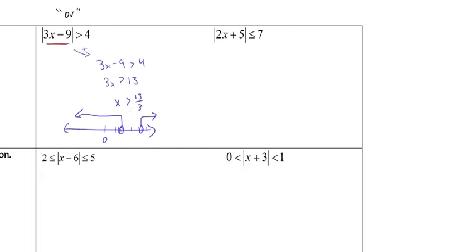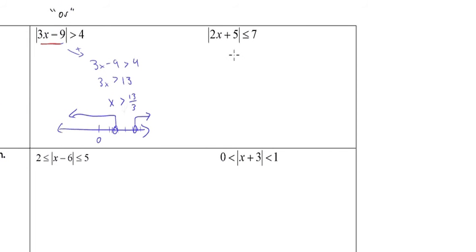Here we are with the absolute value of 2x plus 5 is less than or equal to 7. So if this all is positive, then 2x plus 5 is less than or equal to 7. Subtract 5 from each side, and we have 2x is less than or equal to 2. Divide by 2, and x is less than or equal to 1.